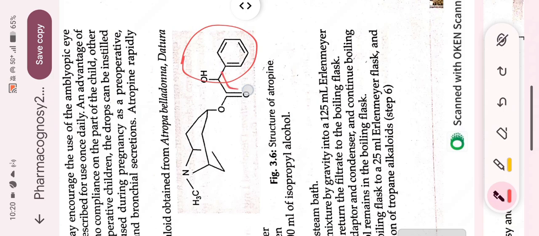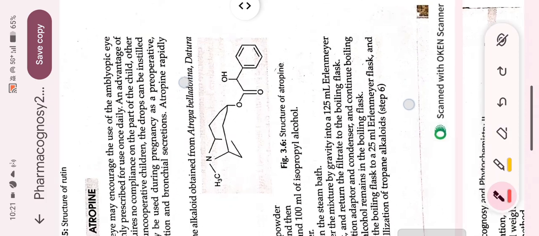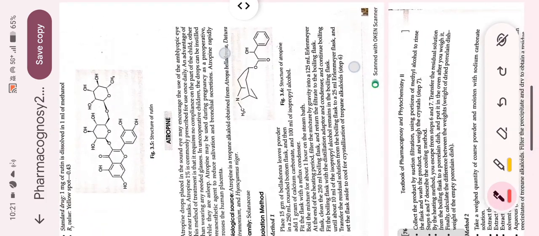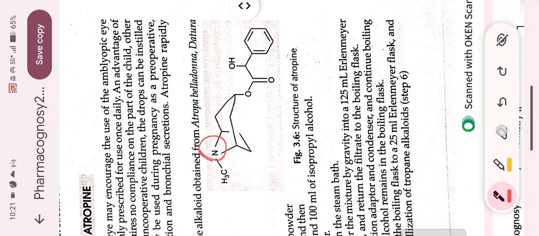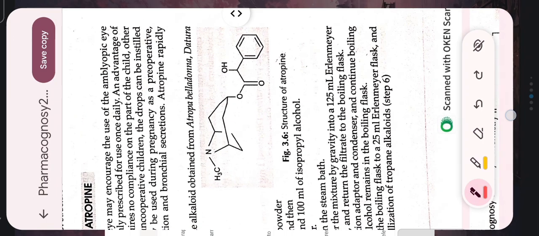Atropine has one phenol group, which is again connected like this. How can we remember this one? This thing is very complex. How can a person remember this one? It is like a butterfly. And NCH3. What is it? Okay, atropine is a tropane alkaloid. It's an alkaloid, that's why it has a nitrogen in it.